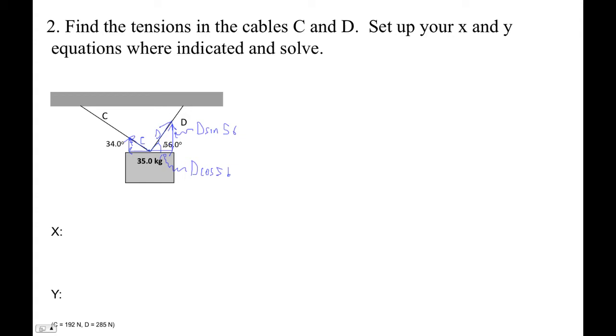The other way to look at it is that they both have the same x component, equal but opposite, because the x has to add to 0. So the geometry of this means that this guy has got to be longer to have the same x component because it's more steep. Then this side is going to be c sine 34, and this side here is going to be c cos 34, right?